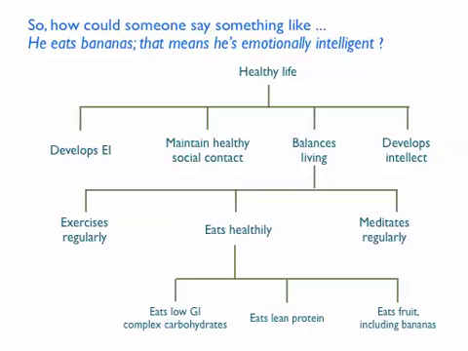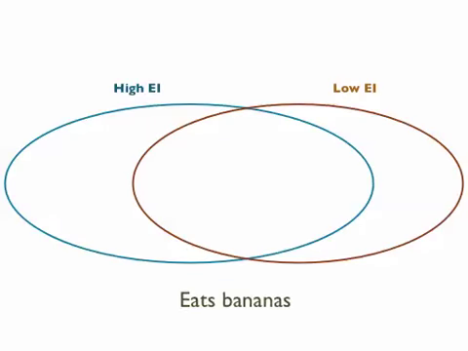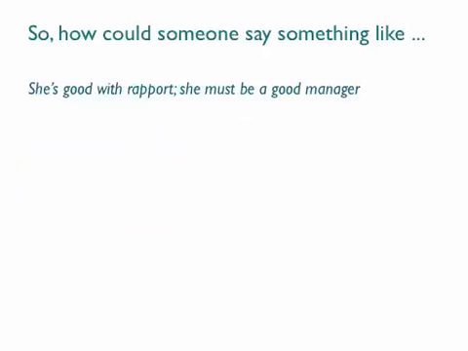Now let's suppose our onlooker notices that we have somebody who appears to be very emotionally intelligent and is continuing to develop their emotional intelligence, and that they also eat bananas. And they make a connection. It's easy to see that somebody who eats bananas isn't necessarily emotionally intelligent. They could be, but eating bananas could also be in the behaviours of somebody who has very, very low emotional intelligence.